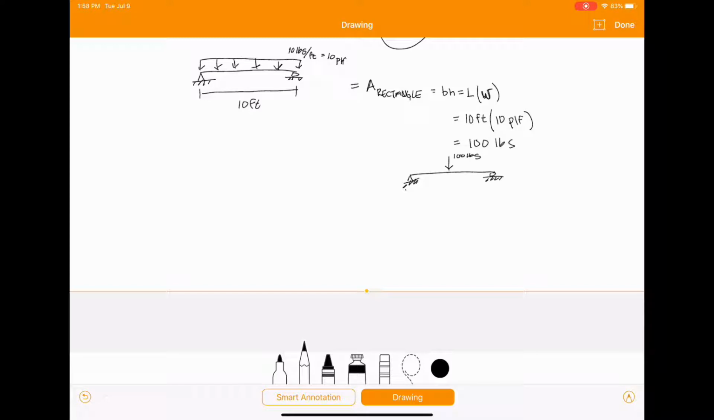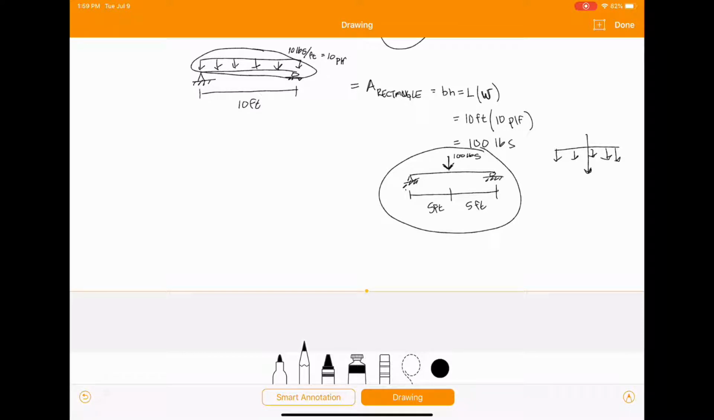Now, how do you know where this force is acting? That force will act at the center of gravity of whatever shape of distributed load you have. So because we have a rectangular distributed load, we know that the center of gravity for a rectangle is exactly halfway through the rectangle. So this is going to be 5 feet, and this is going to be 5 feet. And this is equivalent to that.